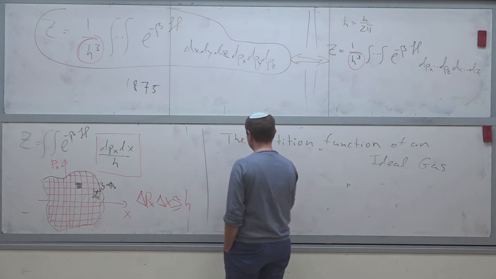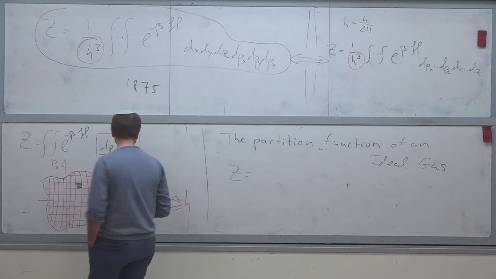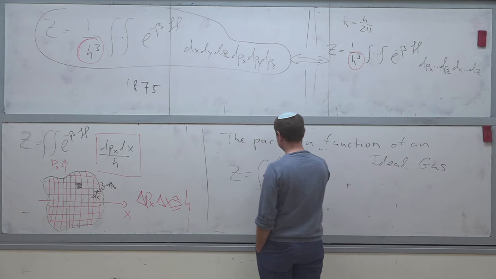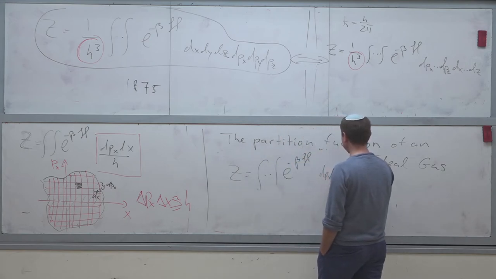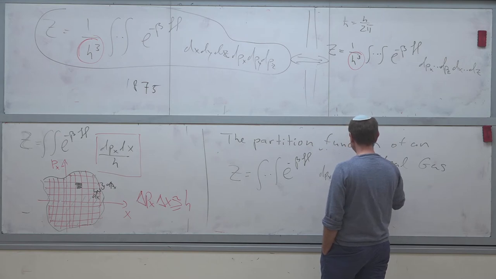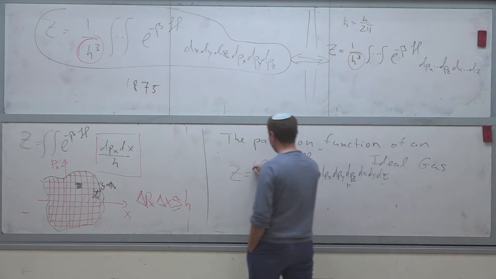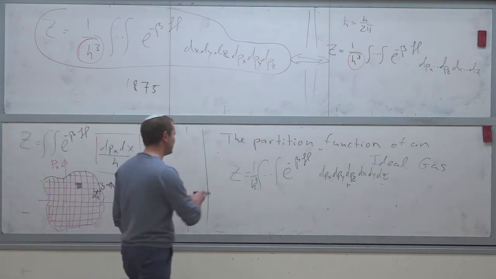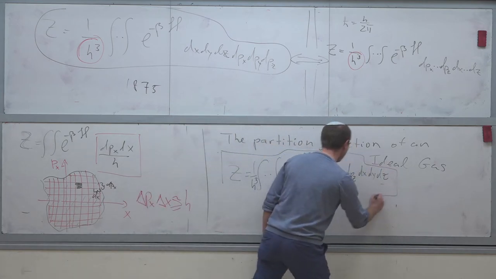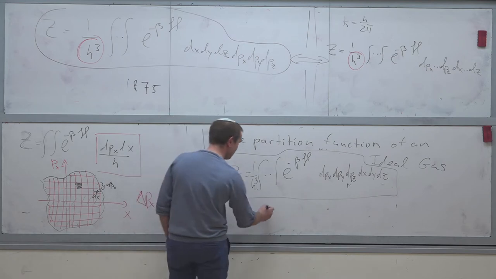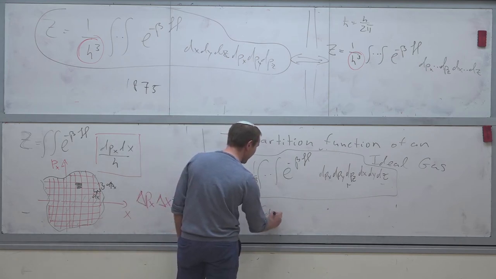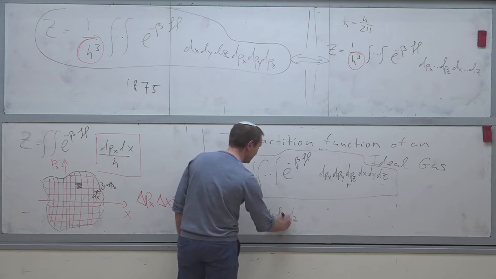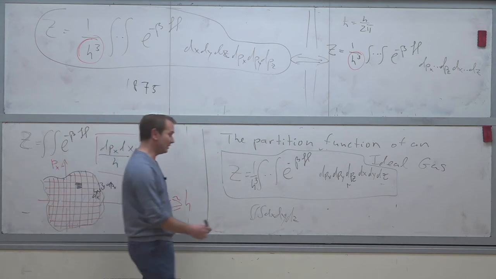So when I write Z, to some power, of an integral of e to the minus beta h, dpx, dpy, dpz, dx, dy, dz, times 1 over h to the third, this is the partition function according to Gibbs. The only thing that I need to know is that the integral of dx, dy, and dz equals the volume. This I know.